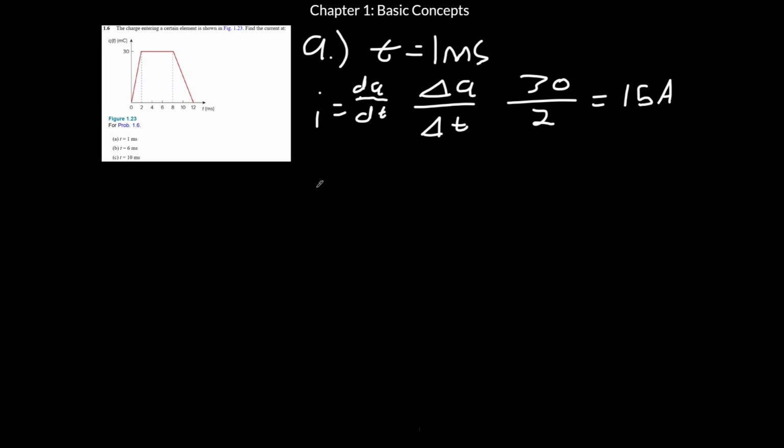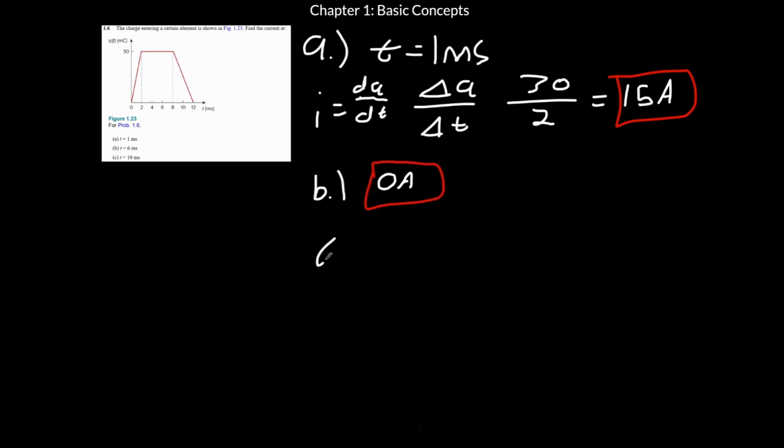And then for B, it says t equals 6, and this is just a flat line, and we know that derivatives of unchanging things, like a constant, are just 0. So our answers so far are 15 amps and 0 amps. 0 amps for time equals 6 milliseconds.